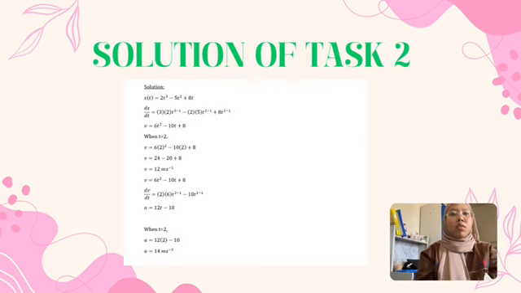Next, for the solution for task 2, first, we need to write the function, which is S equals 2t cubed minus 5t squared plus 8t. Then we need to differentiate the equation to get the equation of V, which is V equals 6t squared minus 10t plus 8. Then we substitute t equals 2 into the equation V. When we substitute t equals 2, we get V equals 12 m/s.